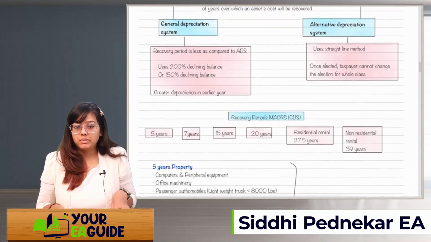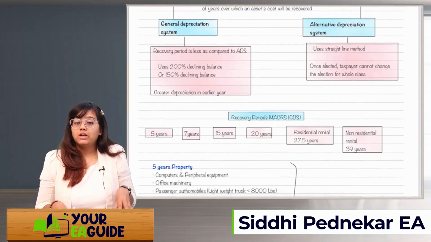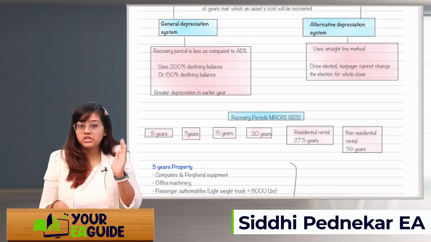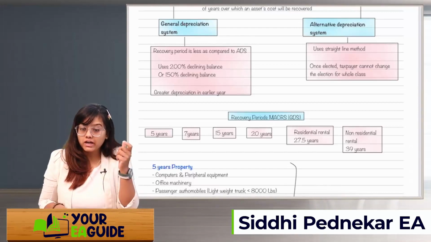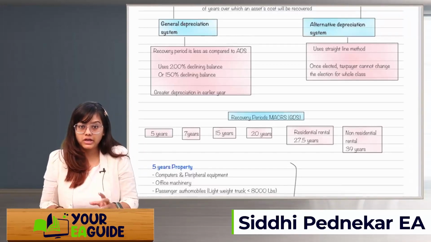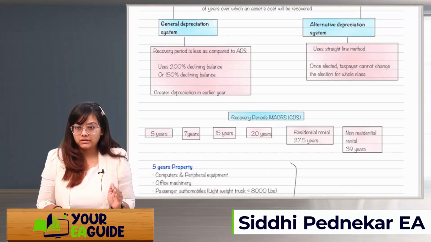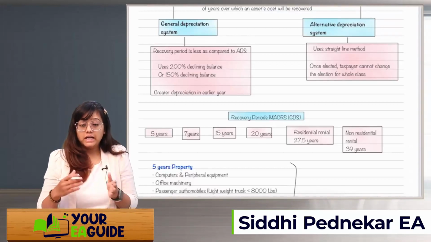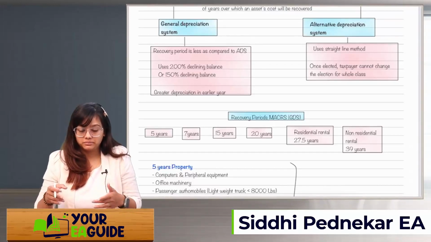In this type of depreciation, you will get a higher benefit in the starting years, because the depreciation expense will be in a declining trend. So initially you will get a higher benefit, and then later on you will get a reduced benefit. It is a declining balance method in which you will get maximum depreciation benefit in the initial years of the asset. In ADS, it's simply a straight line method.